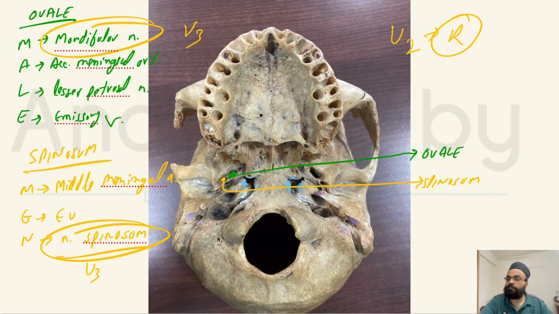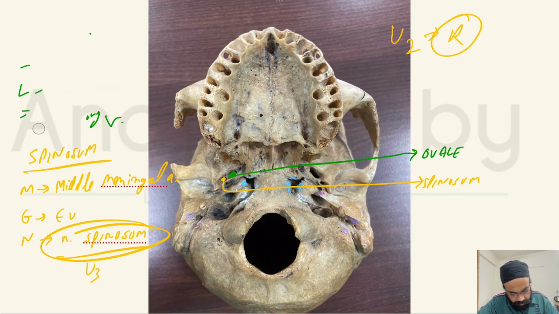Now let me check. We have covered the parts of norma, we have done the palate, the vomer, and the incisive foramen. Next was the parts of the temporal bone. Yes, let's talk about the parts of temporal bone.